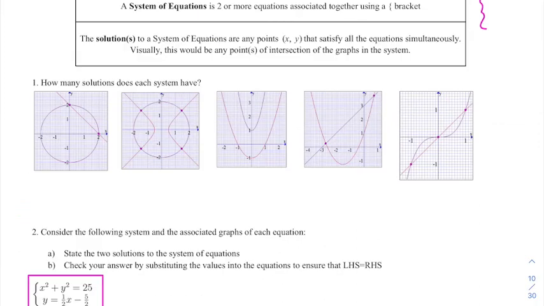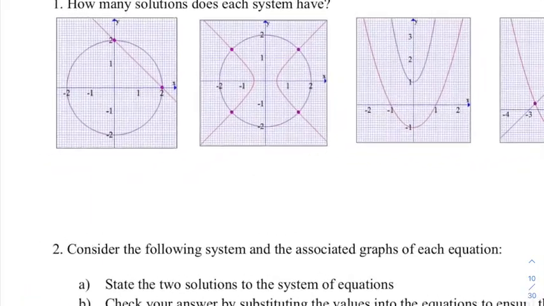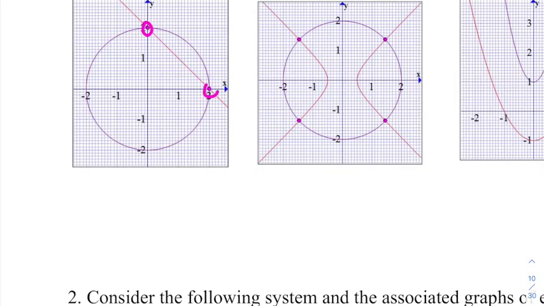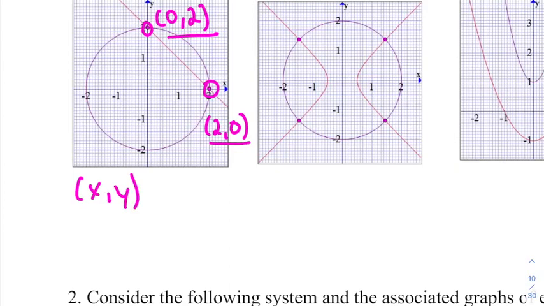Now, what is a solution to a system? Well, if I have two or more equations, when I graph, I'll have two or more graphs. And a solution to the system is any points that exist on both graphs at the same time. And what that means is, if I zoom in on something like this, I know that these 2 points here in pink, this one is 2, 0, and this one is 0, 2. Both of these points are actually on both the line and the circle. So there's solutions, x, y, that exist on both equations.